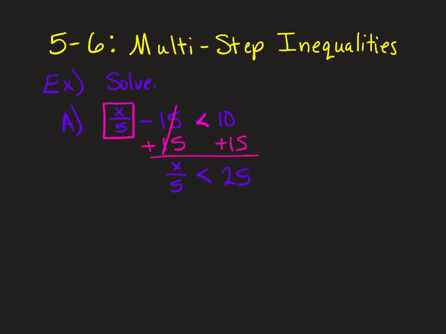Now I want to get x by itself. So I'm going to undo dividing by 5 by multiplying both sides by 5. Those 5's will cancel. I get x on the left side, 125 on the right side, and I keep my symbol the same. Only time I flip it is if I multiply or divide by a negative. I am done with this problem.